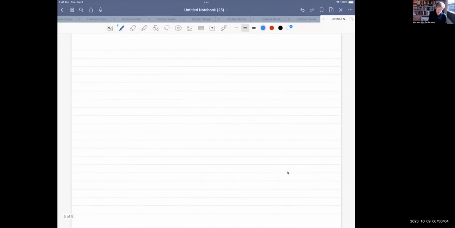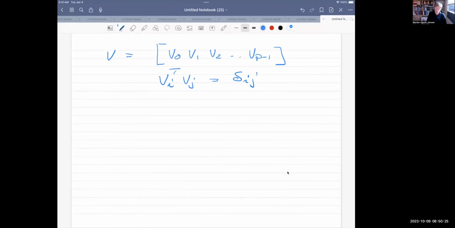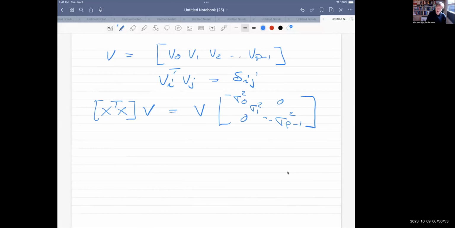So keep in mind that this matrix V contains orthogonal vectors V0, V1, V2, up to V of p minus 1, with the property that the inner product of V of i transpose with V of j is delta ij. So if I now look at what I have here, I have the second derivative of the cost function, the matrix x transpose x, multiplied with V, which is a set of orthogonal vectors, which is now equal to V times a diagonal matrix. When I set it up here, I have sigma 0 squared, sigma 1 squared, down to sigma p minus 1 squared. So these are just eigenvalues.